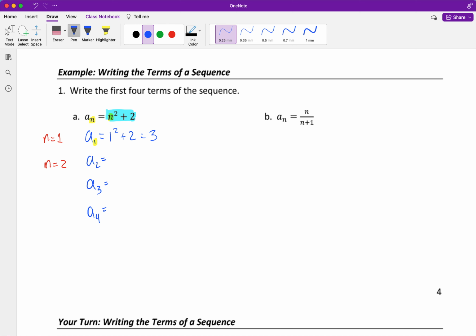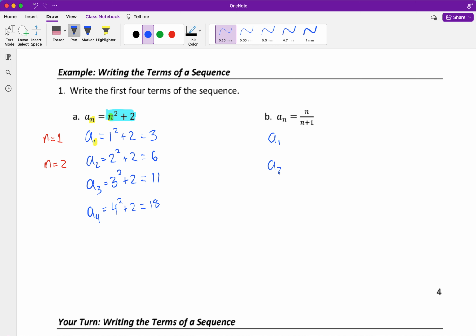In a2, I'm saying that n equals 2, so then I'm looking at the rule and it says do n squared plus 2, so that's going to be 2 squared plus 2, which is 6. On a3, I'm saying that n is 3, so this is going to be 3 squared plus 2, so that's going to be 11. And then when I do a4, that's going to be saying, hey, do 4 squared plus 2, which is 18. And so the first 4 terms of the sequence are 3, 6, 11, and 18. I hope that made a tiny bit of sense.